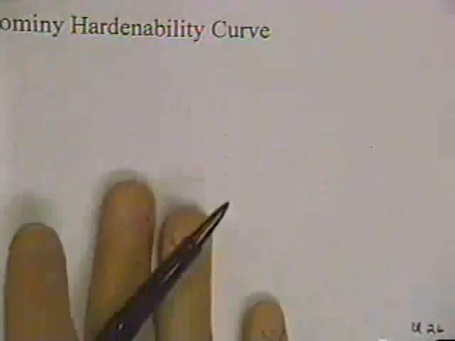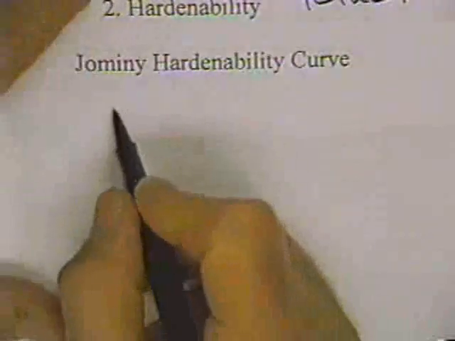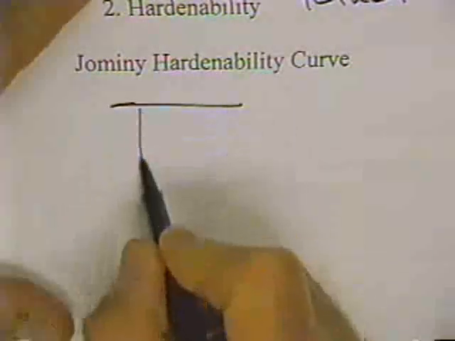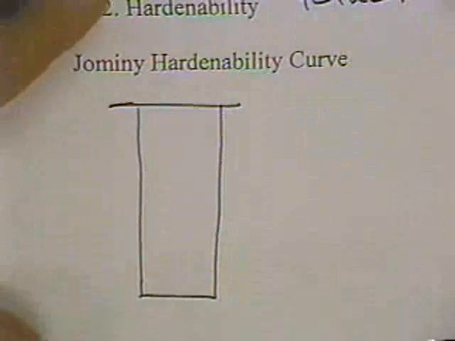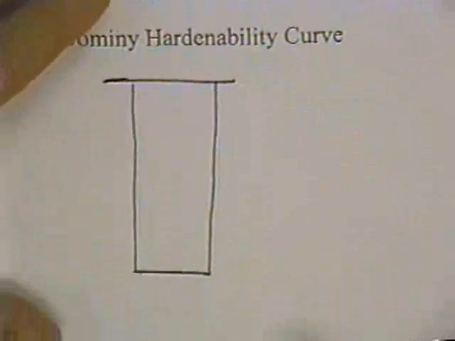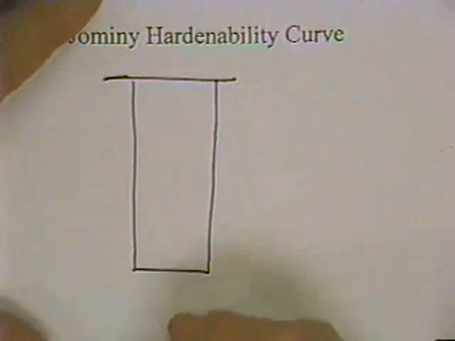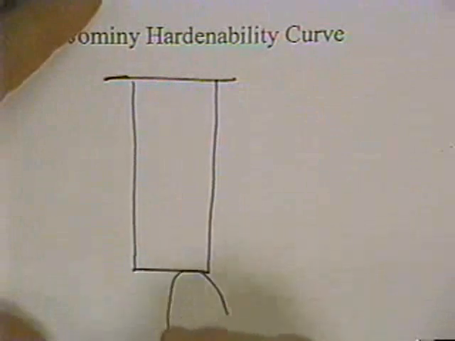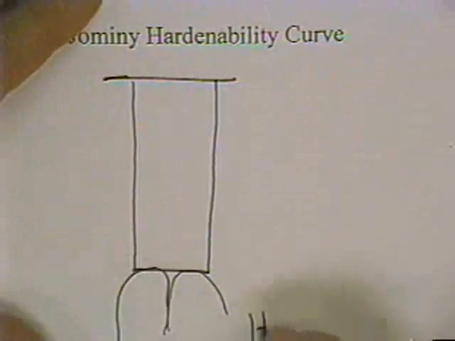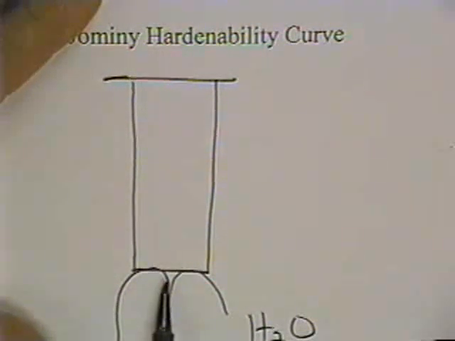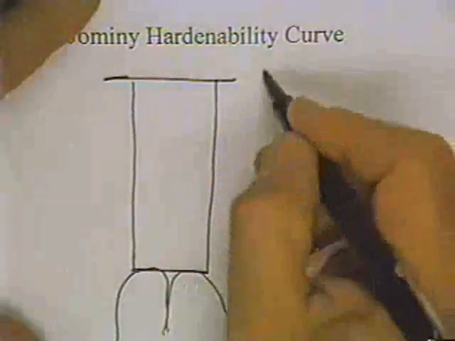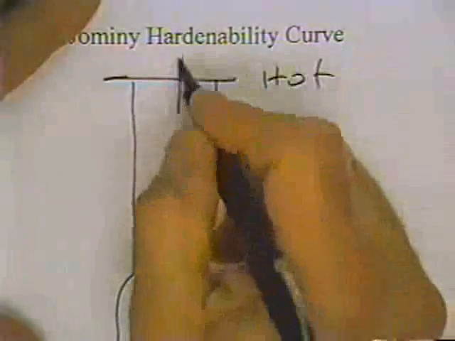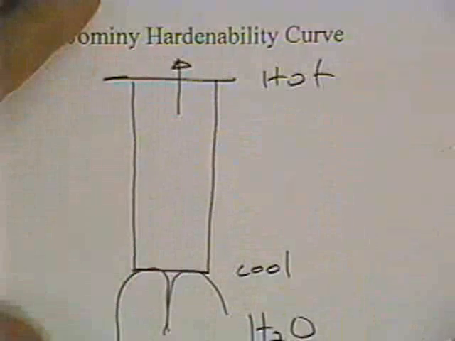Now the Jominy test is interesting. You have a piece of steel. It's about 4 inches long. It's 1 inch in diameter. You austenitize it or heat it in the austenite phase field. You quickly move it and you spray or you put water on this one end. So this is cool. This is hot. It's considered a one-dimensional heat transfer problem.